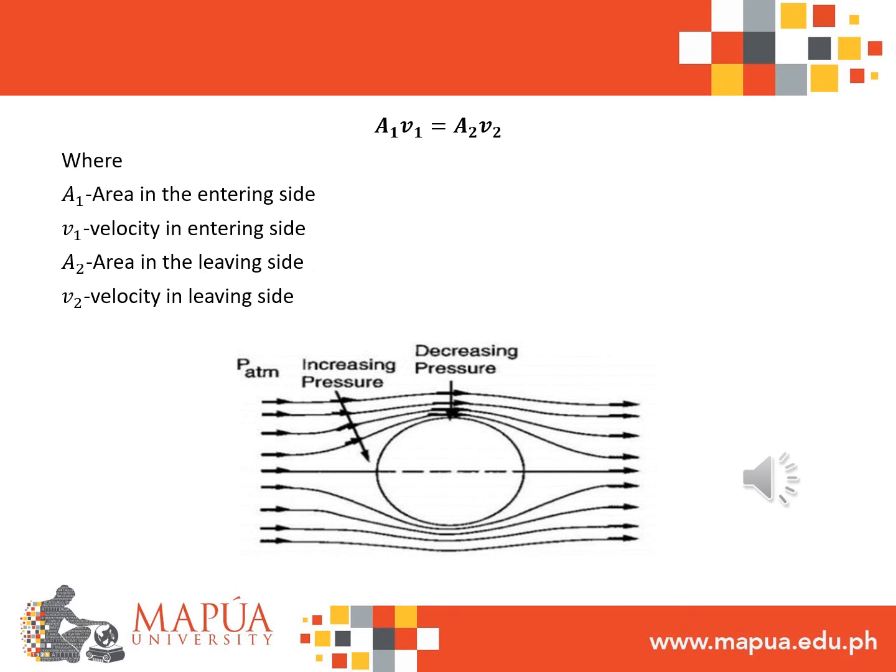We can see that at the top of the surface of the sphere, the area of the flow is lessened, and based on the continuity equation, a decrease in flow area will cause an increase in velocity. Aside from the increase in velocity, the region at the top of the surface of the sphere will experience a decrease in pressure based on Bernoulli's principle.